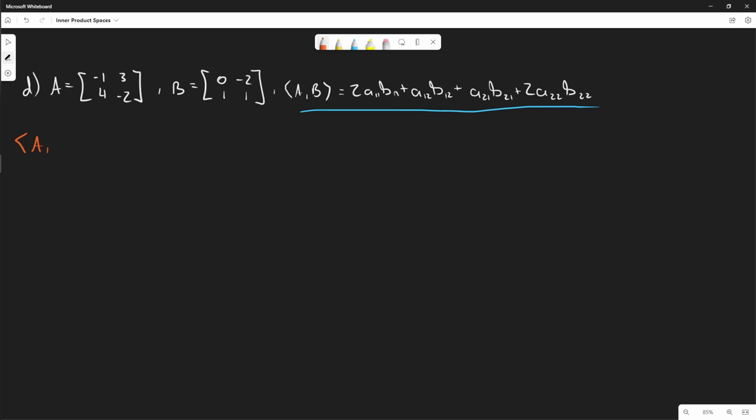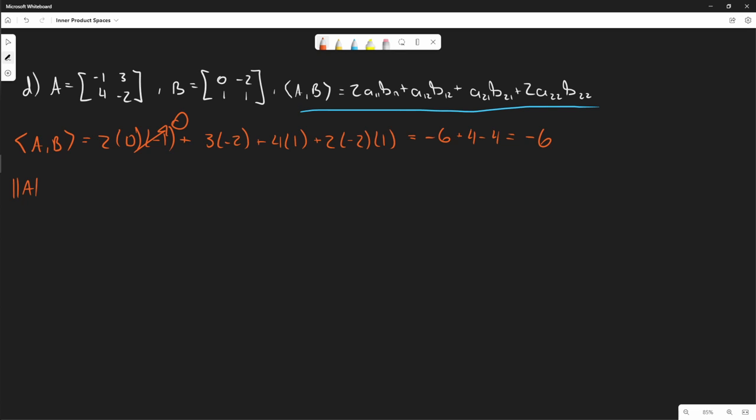So for the inner product of matrices A and B, it is simply equal to 2 times 0 times negative 1, plus 3 times negative 2, plus 4 times 1, plus 2 times negative 2 times 1. And so this would be equal to, this will go to 0. It would be negative 6 plus 4 minus 4. Oh, sweet. So we're just left with negative 6.